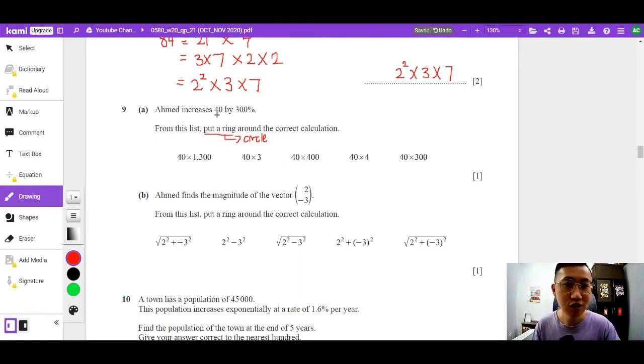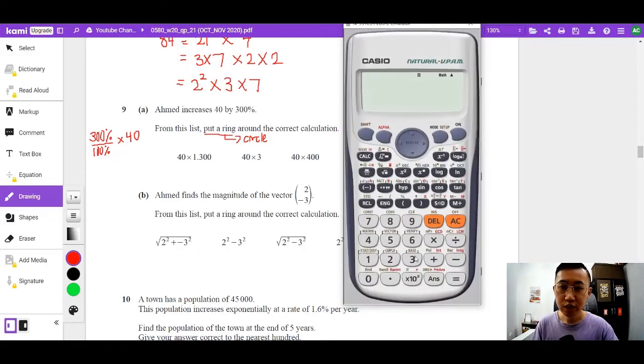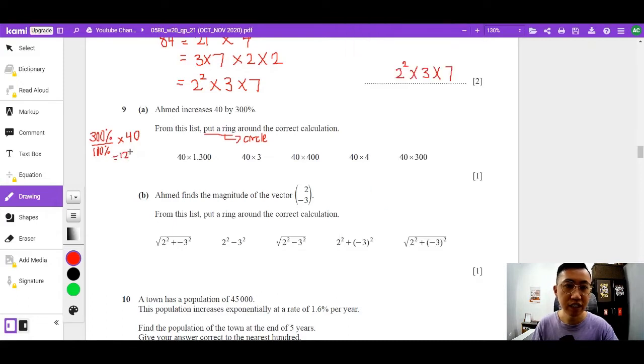So how to do this question? 40 by 300%. Let's do the working. Okay, so 300% over 100% multiply with your 40. Let's see what is this. So find out what is 300% of 40. Divide by 100 multiply by 40. Okay, so that is 120. And don't forget to increase the answer from originally 40. You need to plus with 120. Okay, so I will be getting 160.